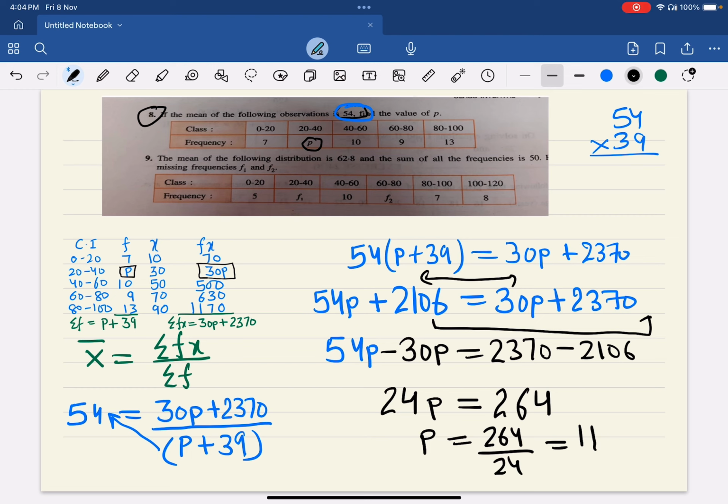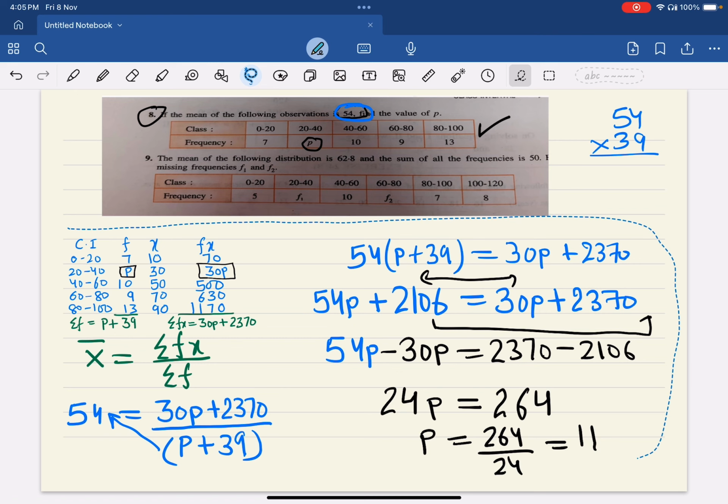So this is one kind of question. Always use the direct method because the numbers given are mostly simple. There is no need to do the shortcut method or step deviation method. We will save time if we use the direct method. Okay. Now let us look at the next question.